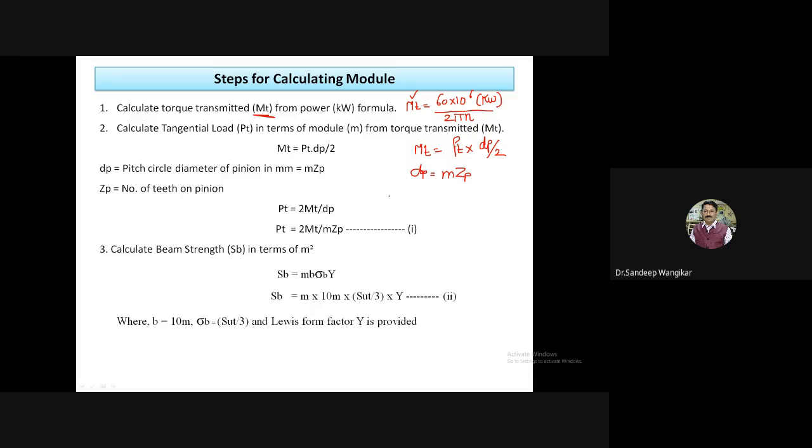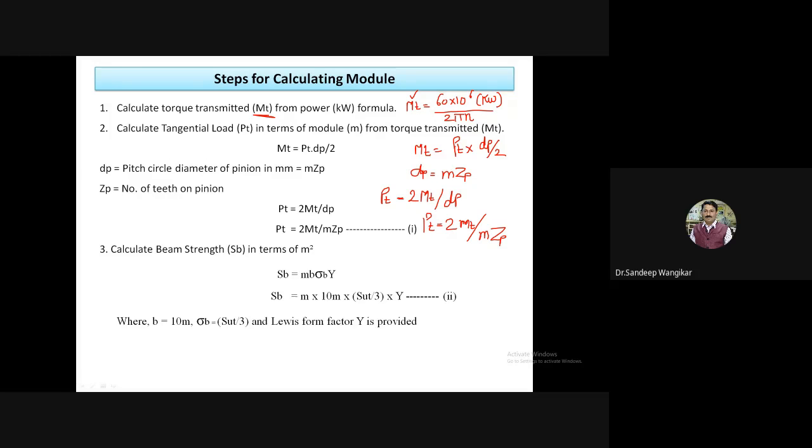So how will I write PT then? PT is equal to twice MT divided by dP. Putting dP in the formula, we get PT is equal to twice MT, the torque, divided by dP, which I will write as M into ZP. So this is the conversion of PT in terms of module.